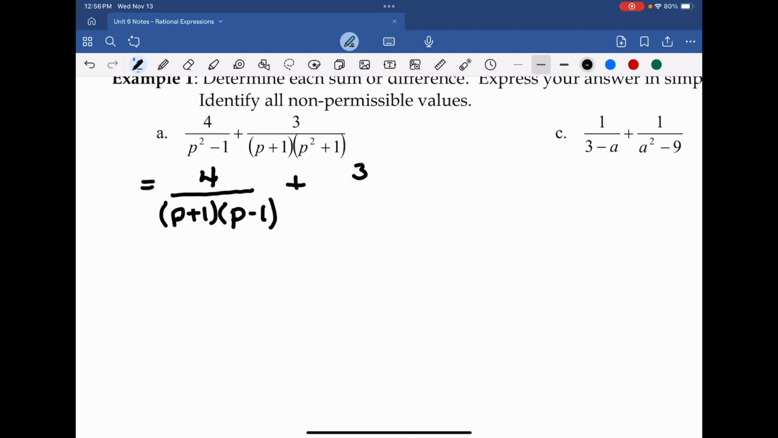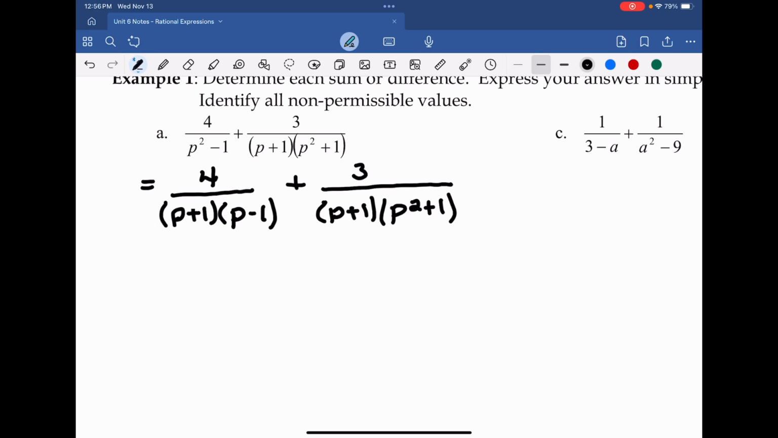There we go, because p squared minus 1 is a difference of squares where we can plus or minus their squares. Plus, in the other one, we're going to write this as 3 divided by our first binomial is p plus 1, and then our second one is p squared plus 1. Now, unfortunately, there's no such thing as an addition of squares, so we can't form two binomials out of this one. What we're going to have to do is just continue forward.